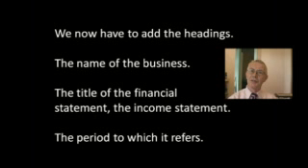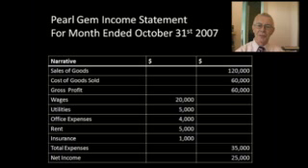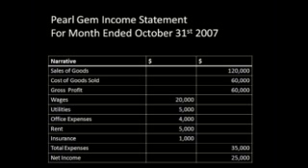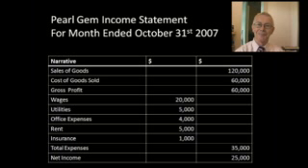All that we now need to do is add the headings for this financial statement. We need to add the name of the business, the title of the statement, the income statement, and the period to which it refers. And here it is. An income statement for Pearl Gem for the month ending October the 31st, 2007.